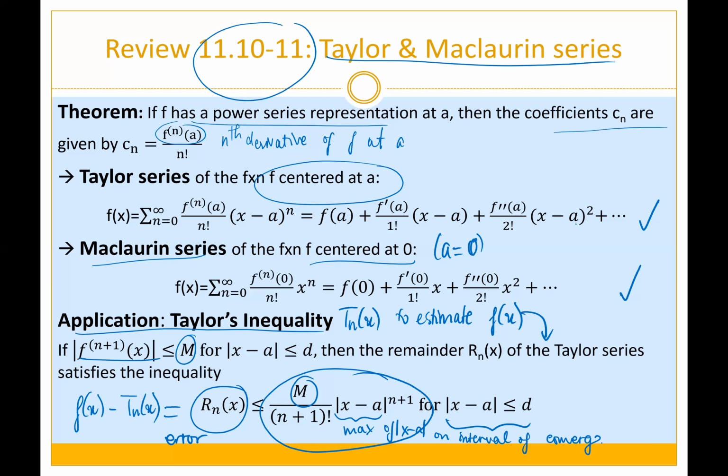Actually, it would be best to put it this way: M, the maximum value of the n plus 1 derivative, over n plus 1 factorial, multiplied by d to the n plus 1, with d being the maximum value of the absolute value of x minus a on the interval of convergence. You're going to see this in the example very clearly.